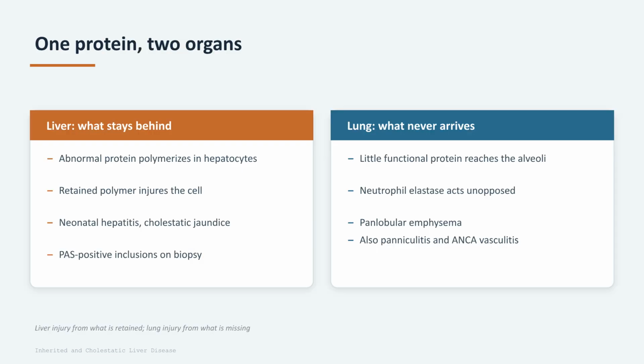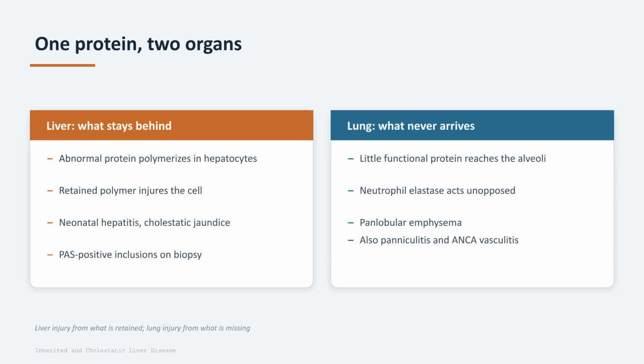This slide is the whole disease in one picture. On the left, the liver. The abnormal protein folds badly and polymerizes inside the hepatocyte. It cannot get out, and what stays behind injures the cell. That produces neonatal hepatitis, cholestatic jaundice in children, and elevated transaminases or cirrhosis in children and adults. On biopsy, you see characteristic PAS-positive cytoplasmic inclusion bodies.